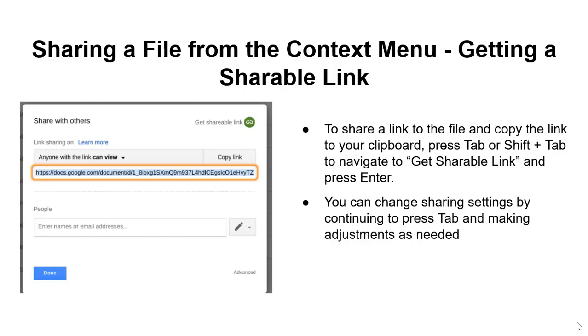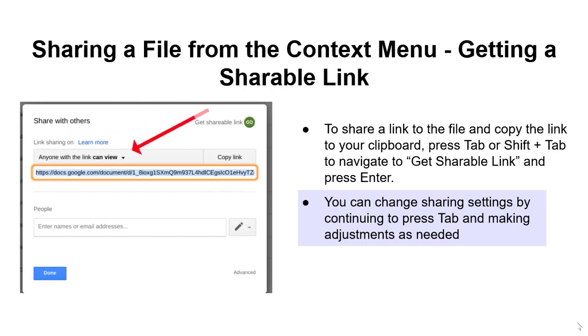Sometimes you want to share a link with some people, but only allow others another kind of access. To share a link to the file and copy that link to your clipboard, press Tab or Shift Tab to get to the Get Shareable Link area, and then press Enter. You'll be placed in an edit field again, and there's a link in there. You can change the settings for that link by pressing Tab and making adjustments.